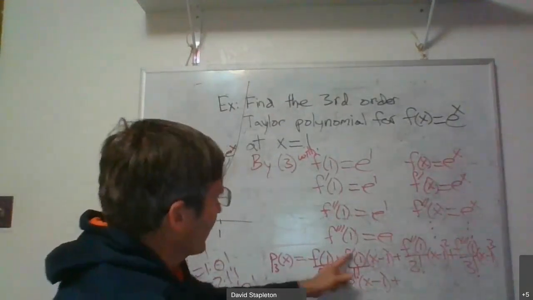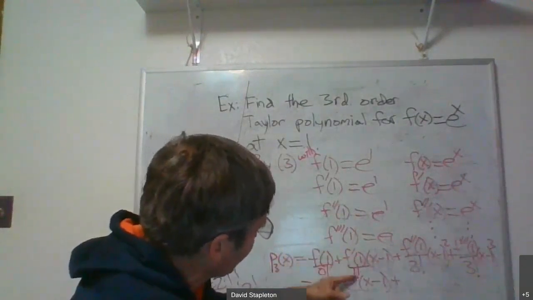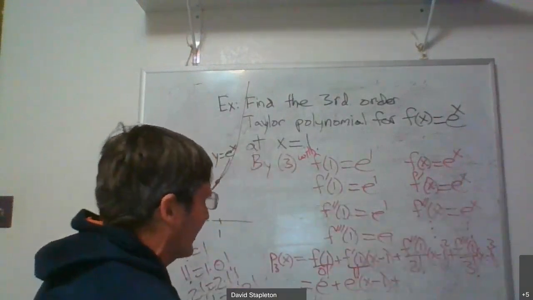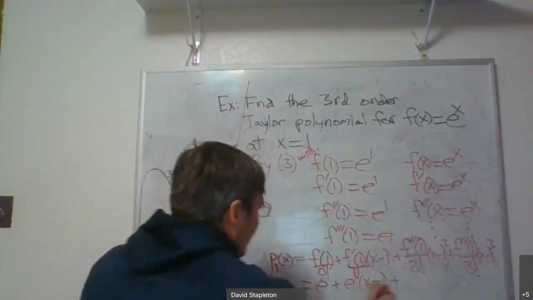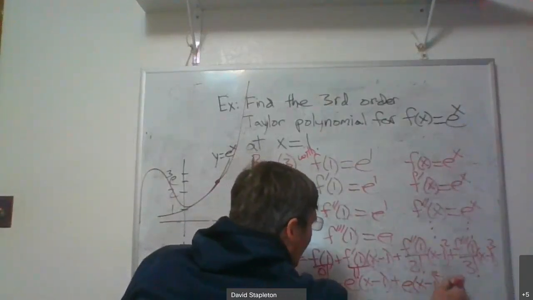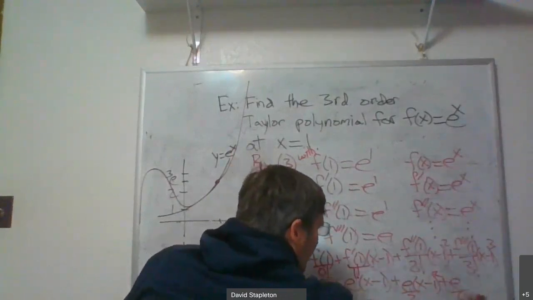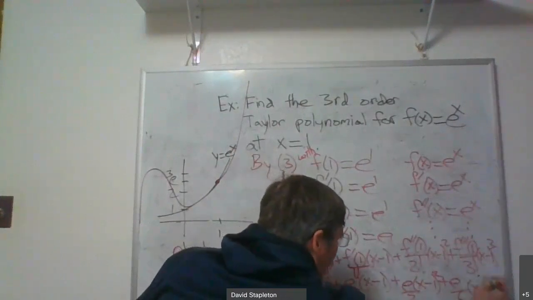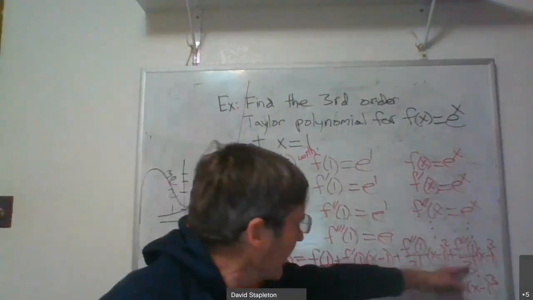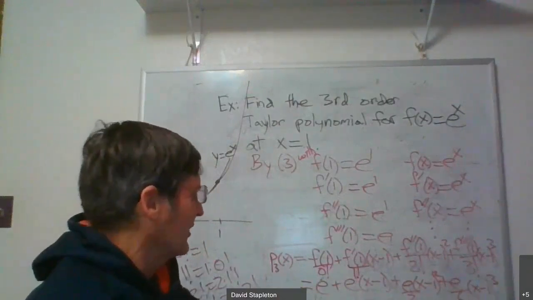And you put those in here, and then the formula is very nice, right? 0th derivative over 0 factorial, first over 1 factorial, second over 2 factorial, third over 3 factorial, up to whatever power you have. In this case, that's the n. What I have here now is e, plus e times x minus 1, plus e over 2 times x minus 1 squared, plus e over 3 factorial times x minus 1 cubed. 2 factorial is 2, 3 factorial is 6, 1 factorial is 1, 0 factorial is 1. There it is. This is the polynomial.